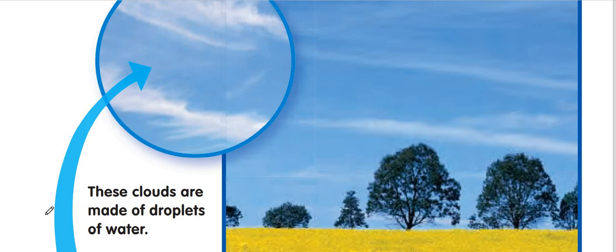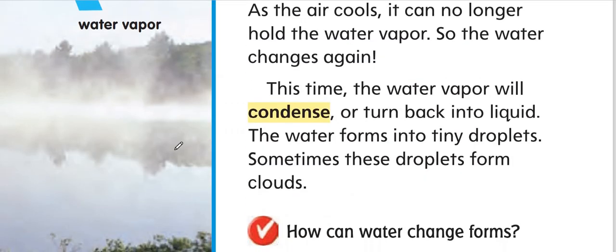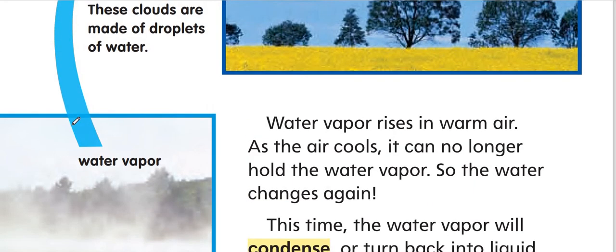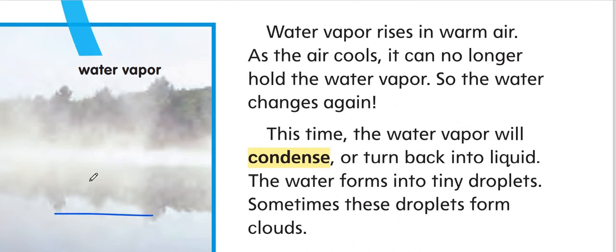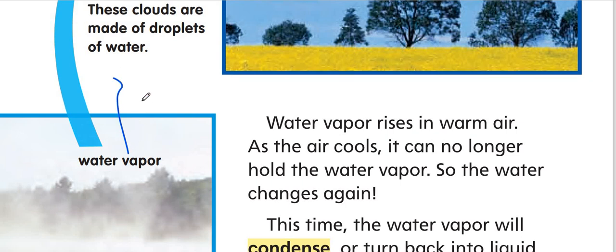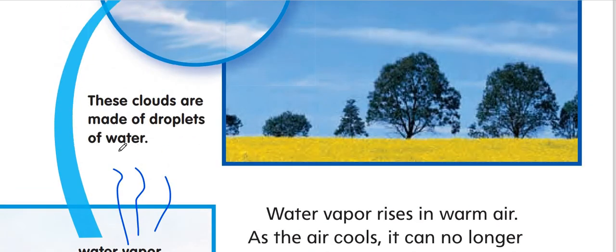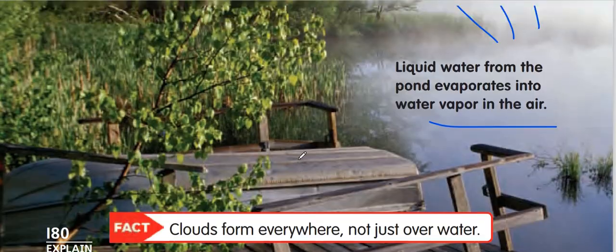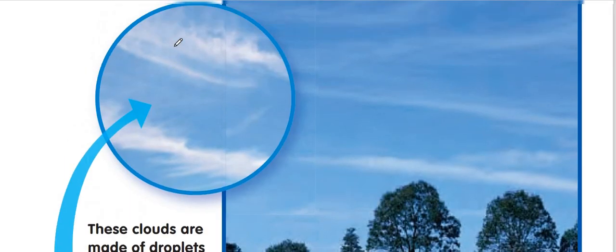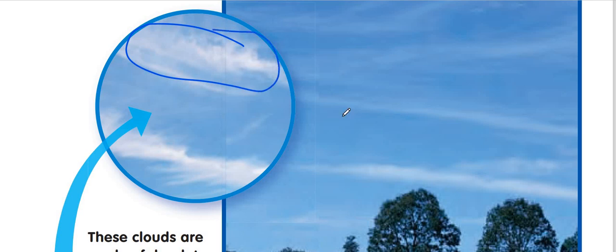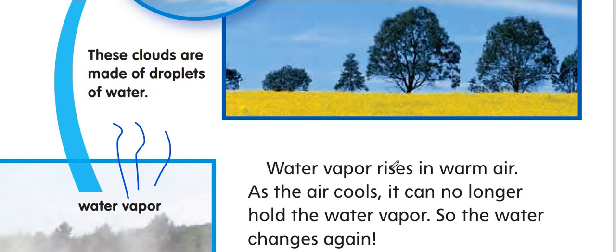So again, this is the reason for forming a cloud: the water in the ponds, rivers, and oceans is going to evaporate, which means it changes from a liquid form into a gas form, or water vapor. So this cloud is made of droplets of water. When it touches a cold surface, it is going to condense and form a cloud, which is made of droplets of water. So the water vapor rises in the warm air.